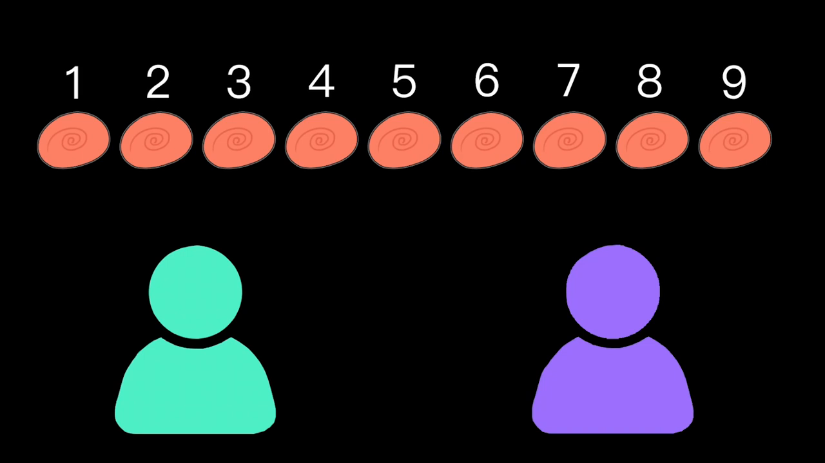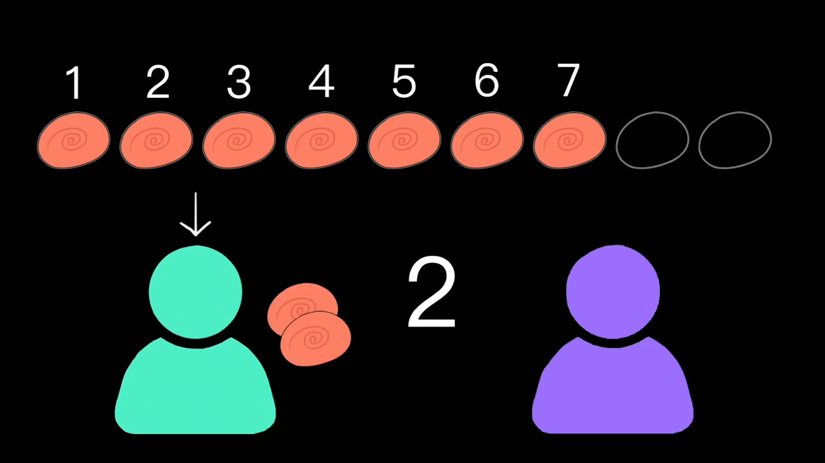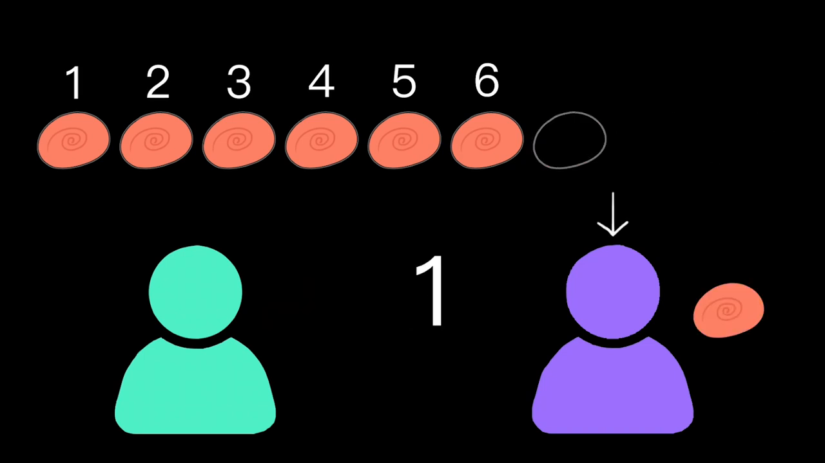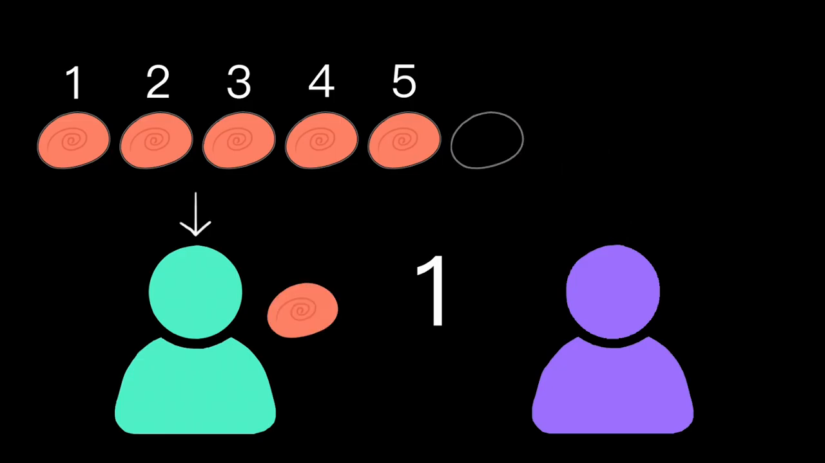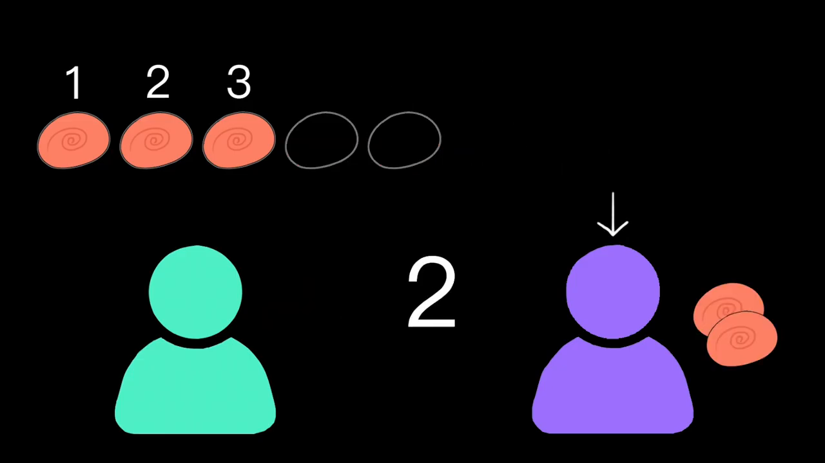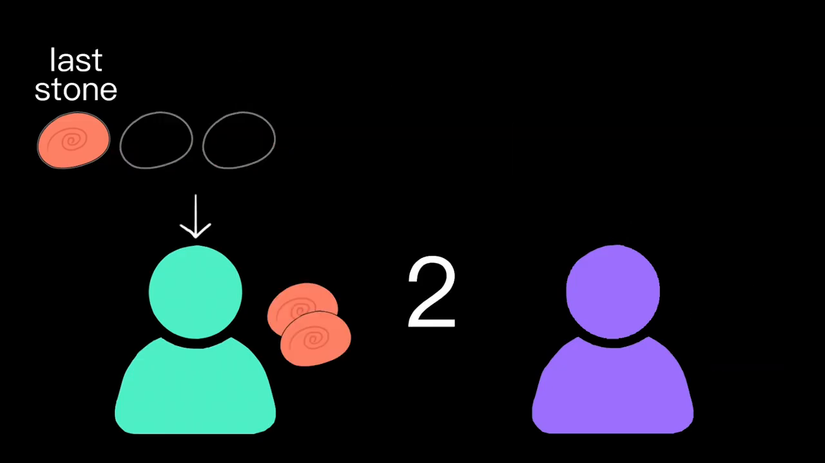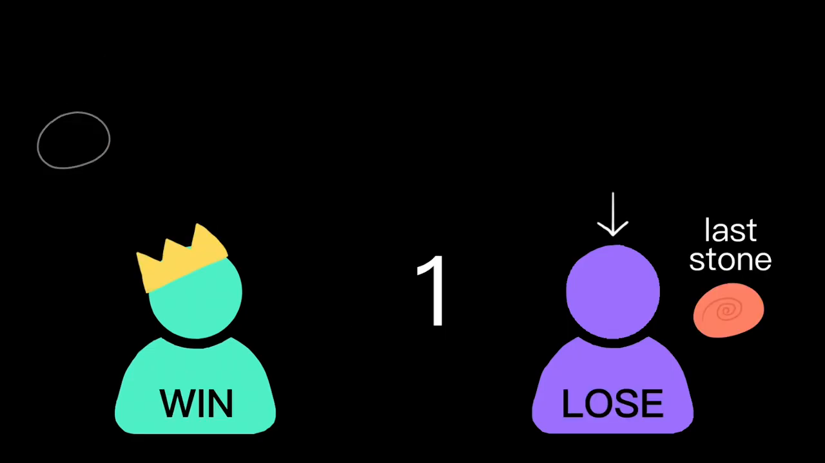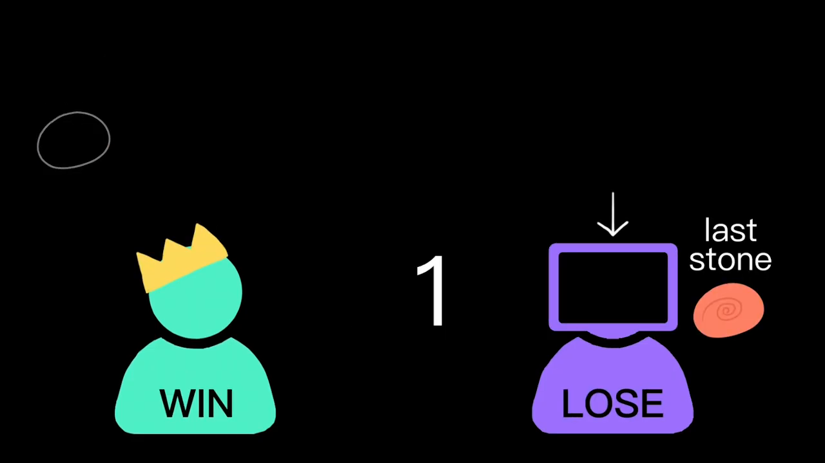Let's design a program with multiple files. We want to build a basic version of the strategy game Nim. In Nim, players take turns removing either one or two stones from a pile. Whoever removes the last stone loses. In the version we're building, we want the user to play against a computer player.